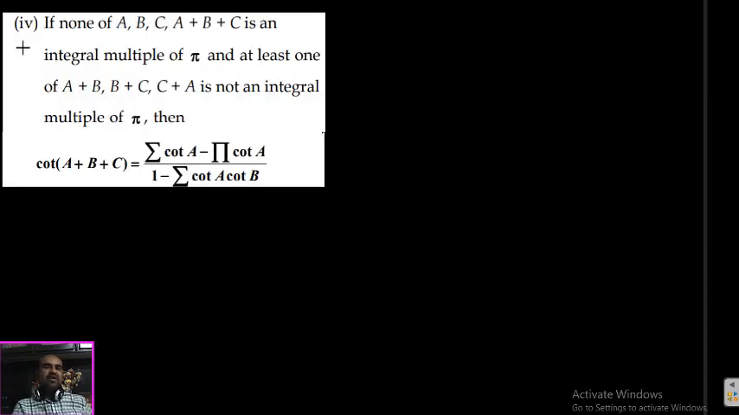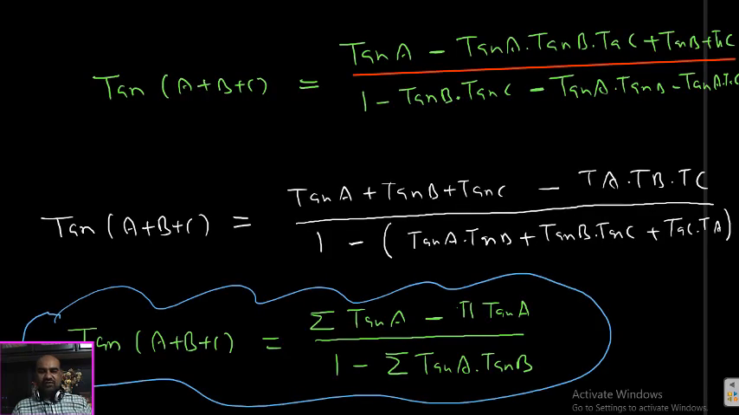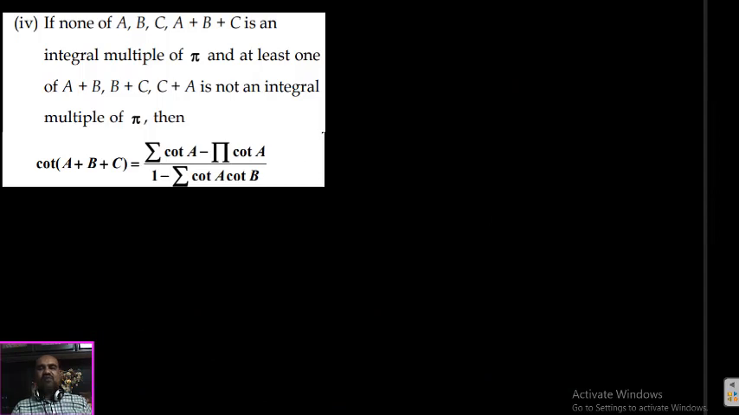Okay. Similarly, cot of A plus B plus C, with some conditions, you can derive as sigma cot A minus pi cot A by 1 minus sigma cot A cot B. Just like tan and cot both are giving the same, just instead of tan you write cot. There is a formula for cot of A plus B plus C. You people can derive it. Okay.